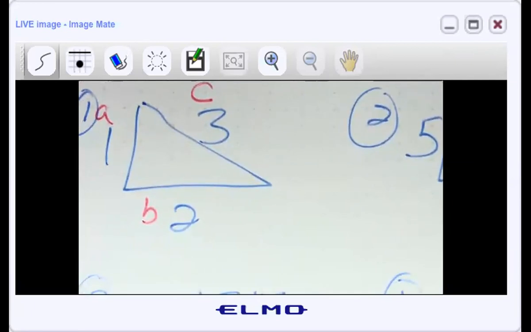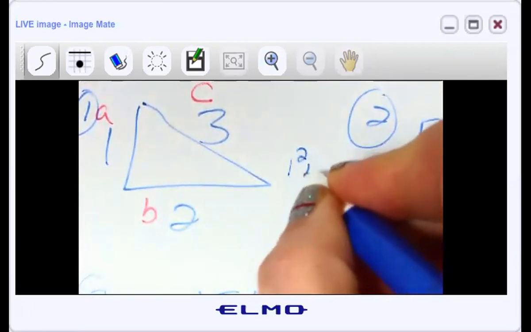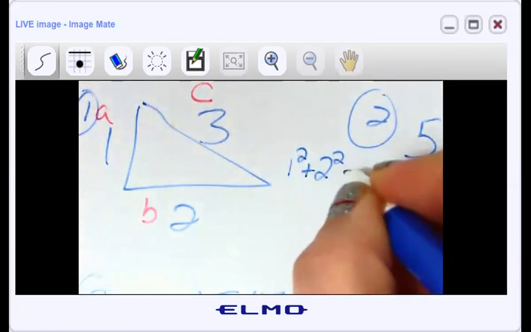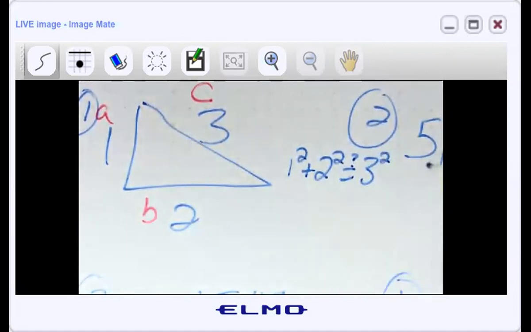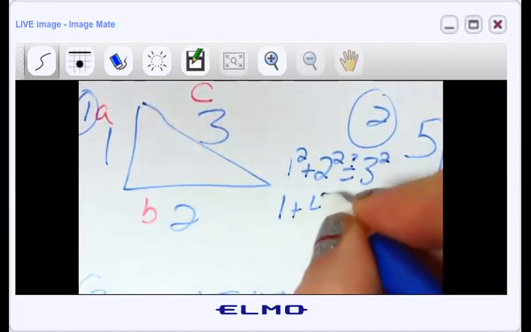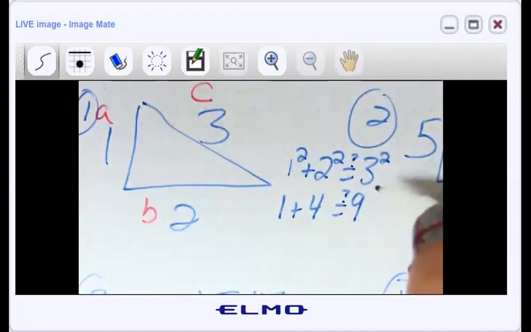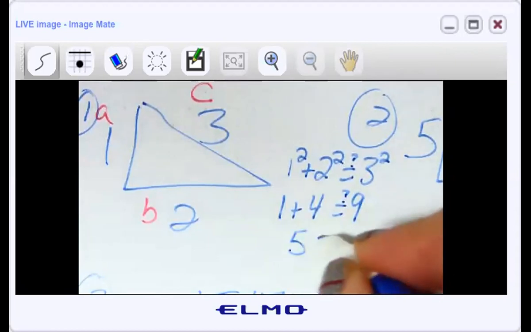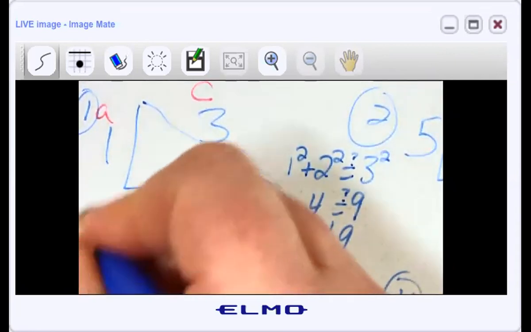All right, so if I'm doing this one, A squared is going to be 1 squared, B squared, 2 squared, and I'm going to check if that is equal to C squared. So now I'm just going to check the math. 1 squared is 1, 2 squared is 4, 3 squared, however, is 9. 1 plus 4 is 5. That does not equal 9. So no, this is not a right triangle. So the answer to number 1 should have been a no.